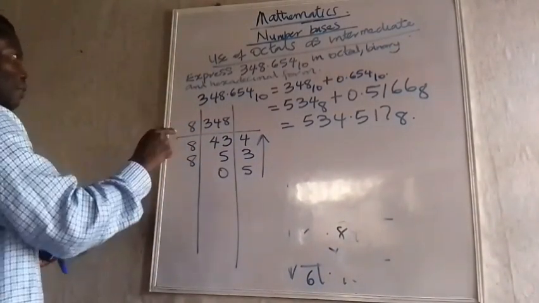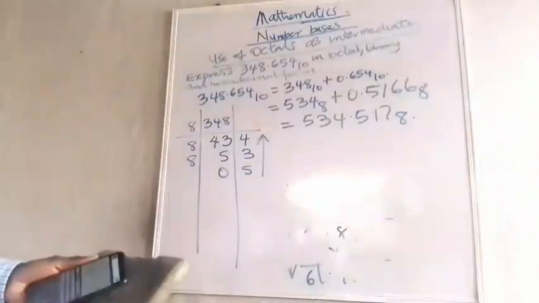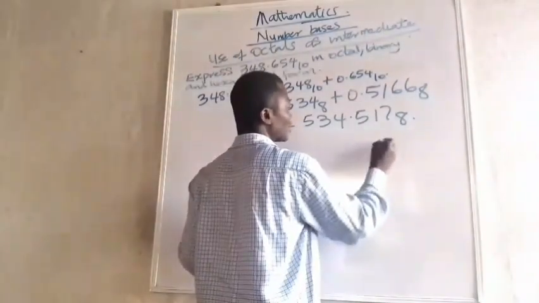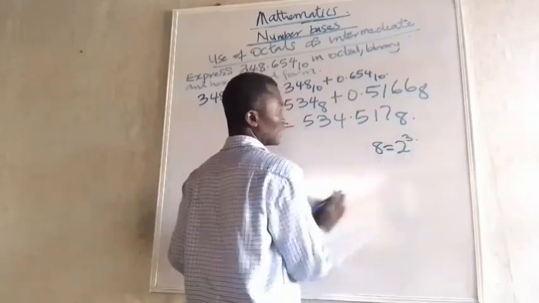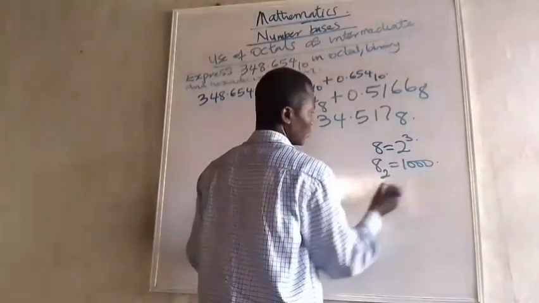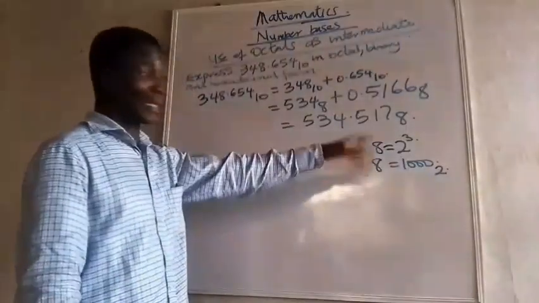Now, from this point, we convert to binary. And from binary, we convert to hexadecimal. You know, I told you something the other time. I said 8 will be equal to 2 cubed. So which means that 8 in base 2 will be equal to 1000. 8, yeah, 8 will be equal to 1000 base 2. That is 10 times 10 times 10.